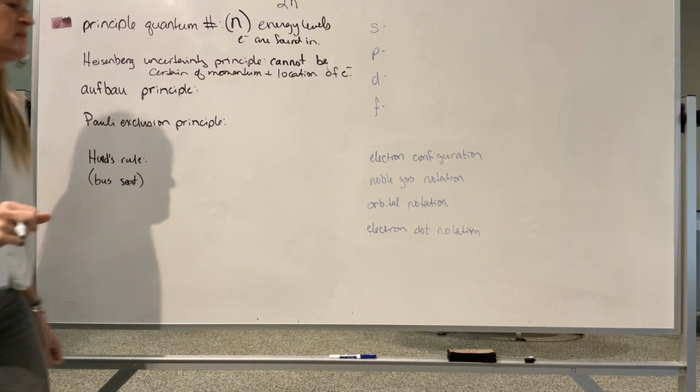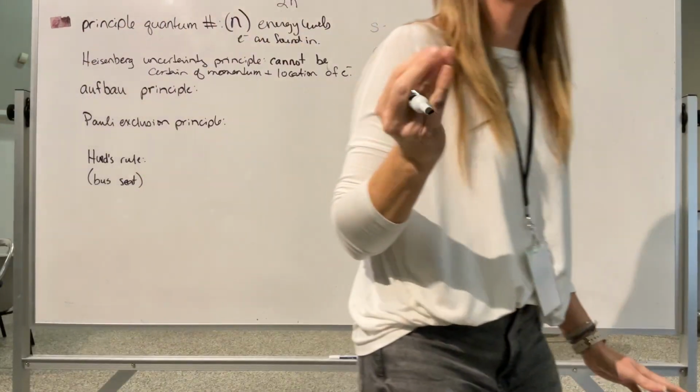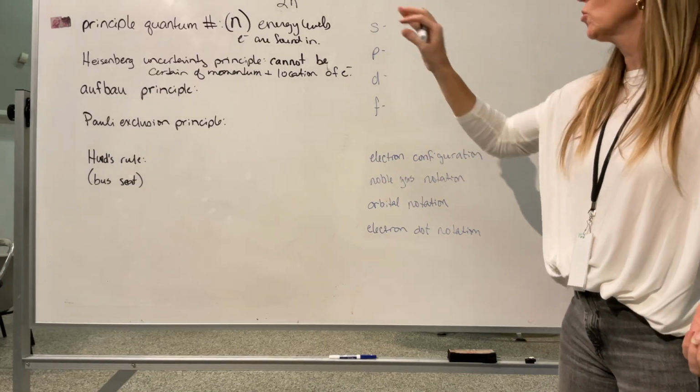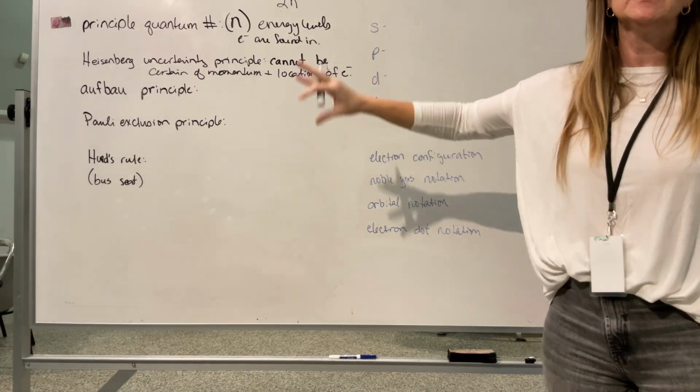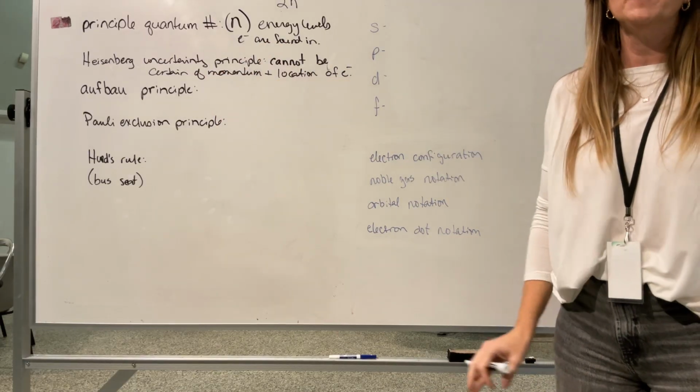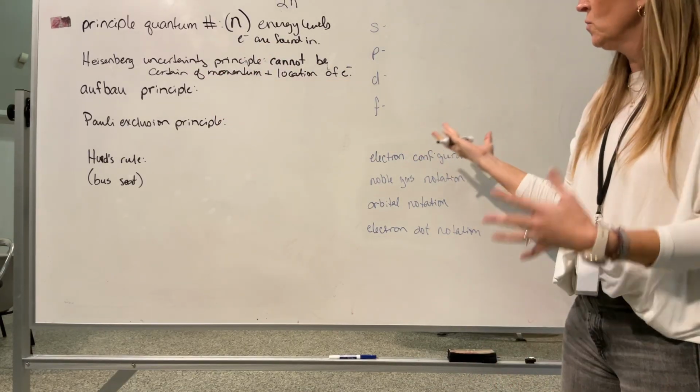Right, so you can't be certain, but you can have basically almost like a probability plot, okay? That's why we have principal quantum numbers and we have subshells, because it's kind of like a probability plot of where electrons will be found. So it's basically our model, what we've come up with so far.